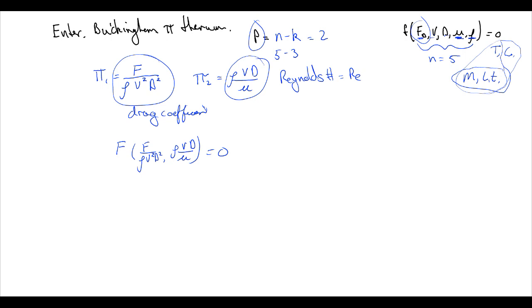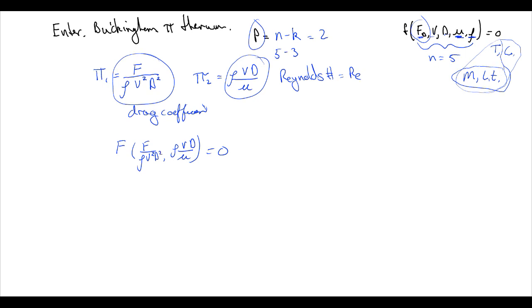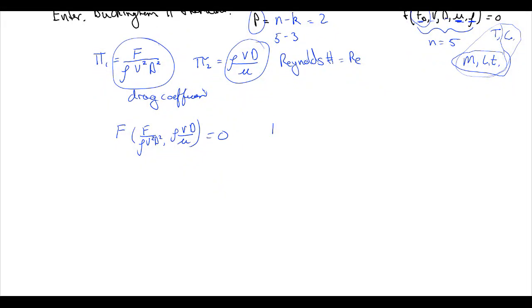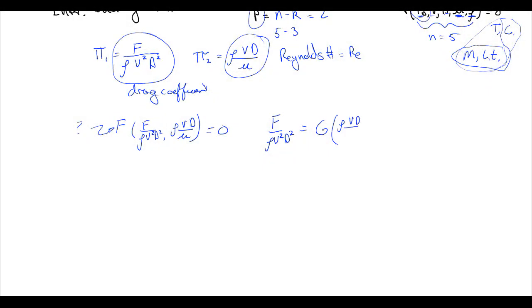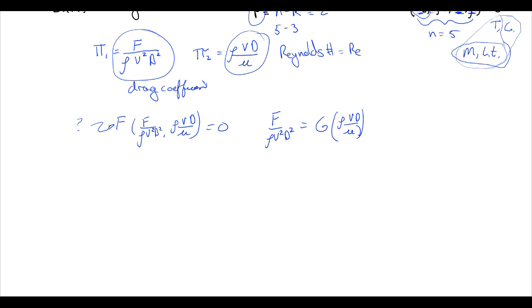And any function like this we can rewrite. We can rewrite this as f over rho v squared d squared is equal to some unknown function g. Remember, f is unknown. We don't know f. We can pretend like we rewrote this into some unknown function of rho v d over mu. So what we've learned is that our drag coefficient can be thought of as a function of our Reynolds number.